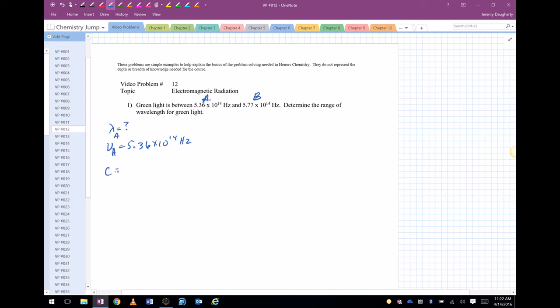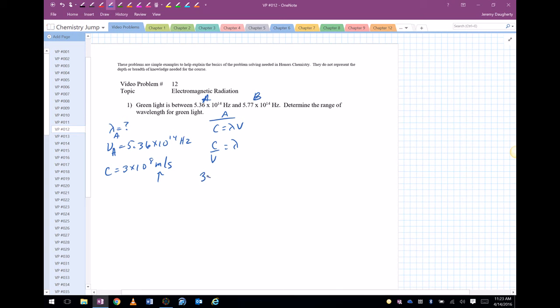And then C, which is the speed of light, is always the same, 3 times 10 to the 8th meters per second. The only thing that may change is that unit right there. And so we have C is equal to lambda times nu, and this is for A. So C over nu is lambda.